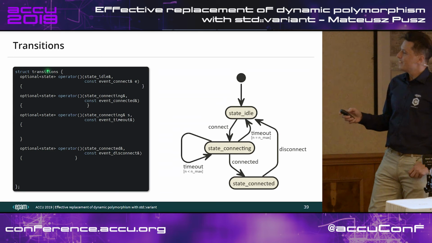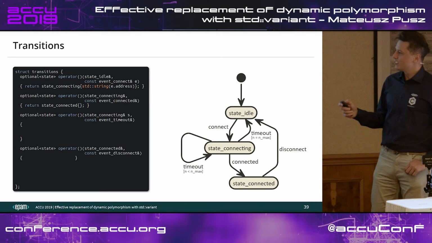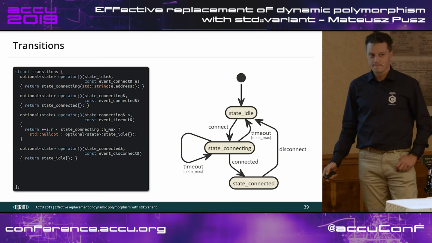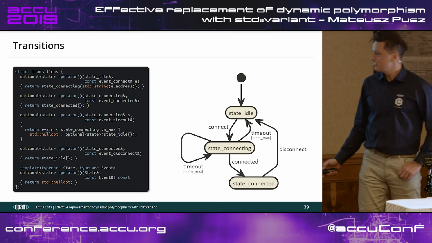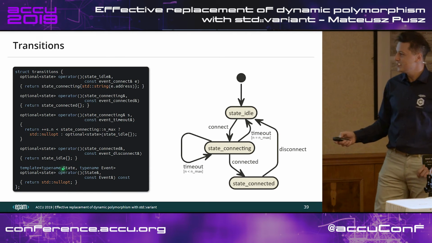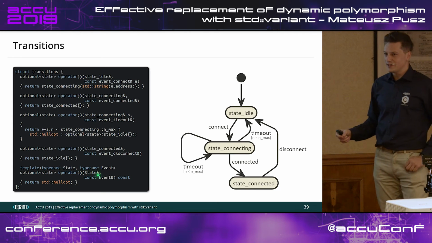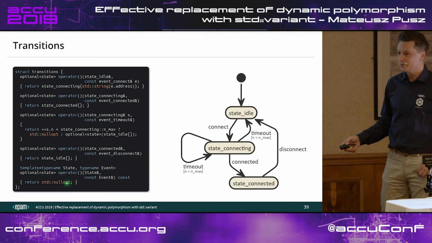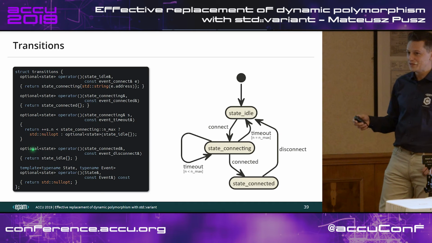Transitions may be a visitor class that has a call operator for every possible operation here. So if you have state idle and event connected comes, then you go to connecting. And you're doing this for every single case. And what's missing? The default case, yes? What to do in other situations. So we are adding a greedy template here that takes every other state and event combination and just returns nullopt for our cases. Note that we are using not only variant, but also optional from C++17 here.